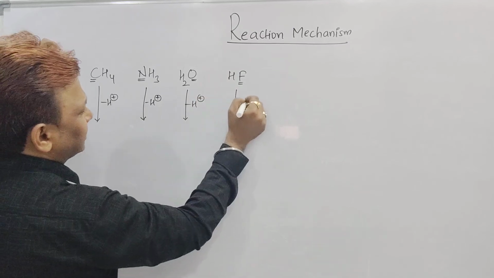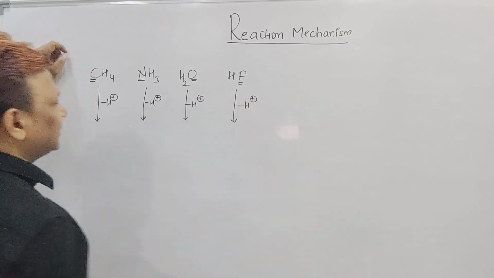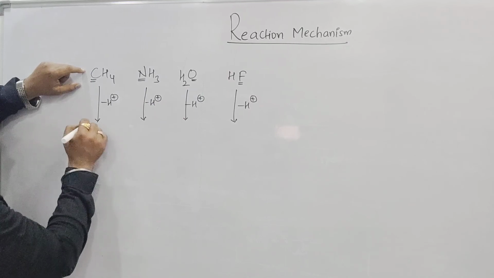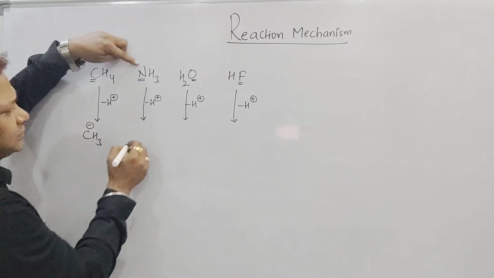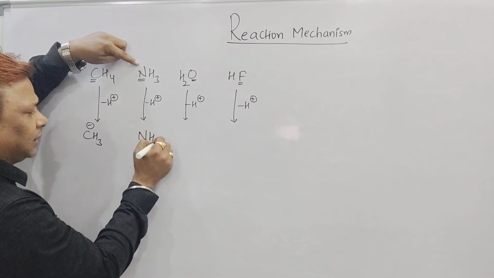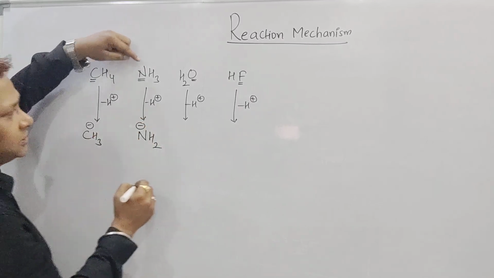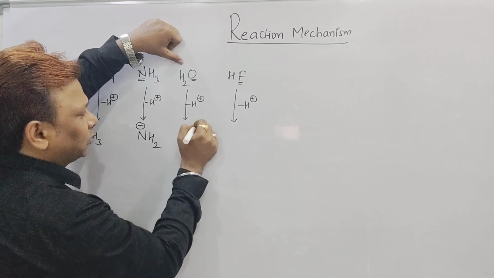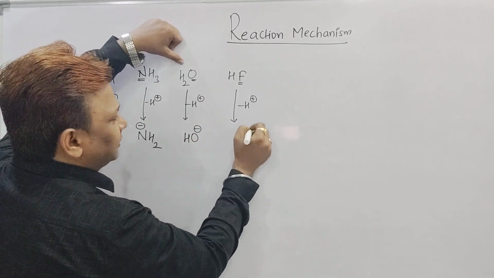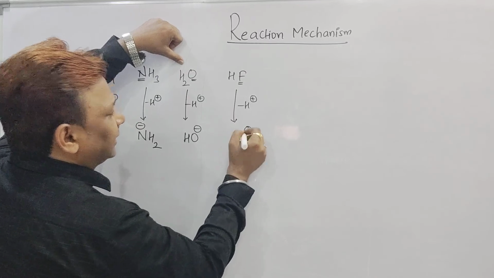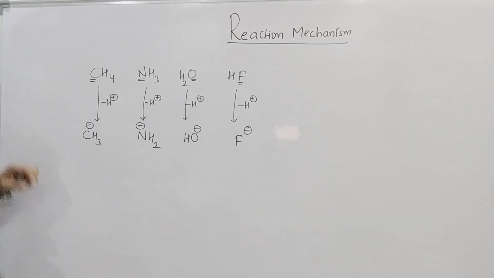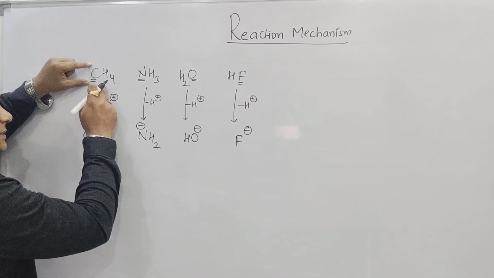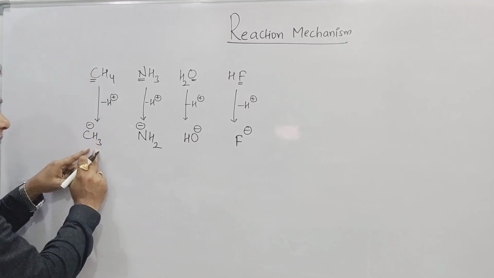Tendency to remove H plus ion is called acidic in nature. So by removing H plus ion, CH4 becomes CH3 negative. By removing H plus ion, NH3 becomes NH2 negative, with the negative charge on the nitrogen. By removing H plus, water will have OH negative on the oxygen, and by removing H plus, HF will have a negative charge on the F. Right, beta? They have a tendency to lose the H plus ion. So these act as acids in nature, and the species formed act as a base.